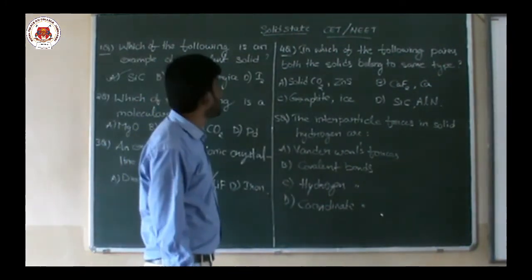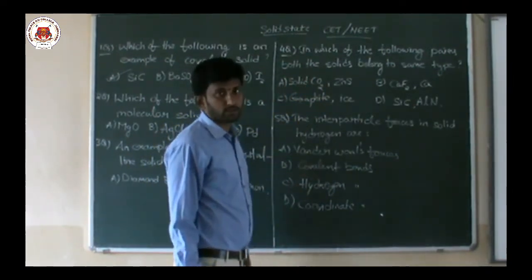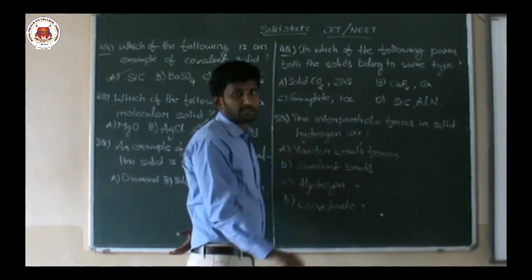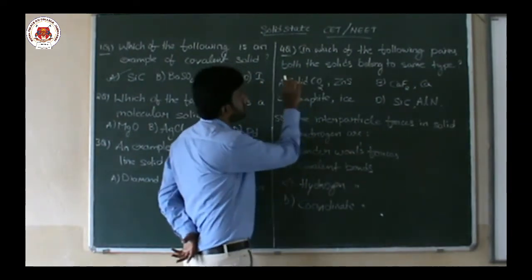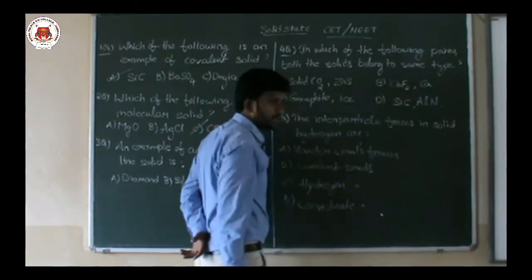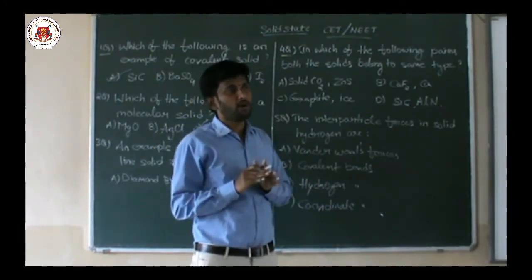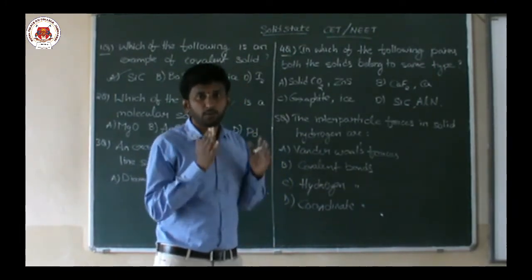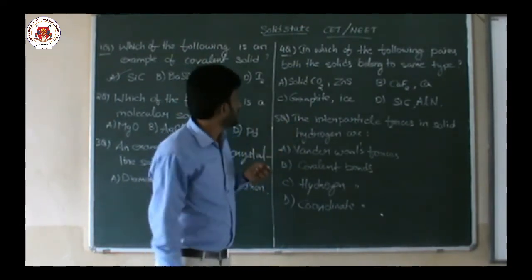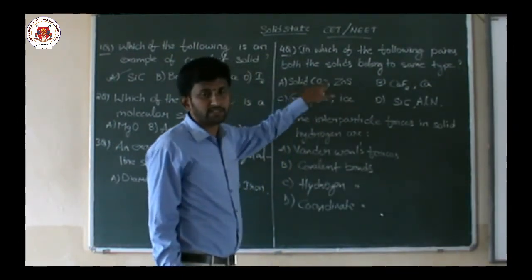Coming to the fourth question. In which of the following pairs both the solids belong to the same type? Now they have given pairs of compounds in the options. Both must be ionic, or both covalent, or both metallic, or both network solids, or both molecular solids. What is the first option? Solid CO2 and zinc sulfide.